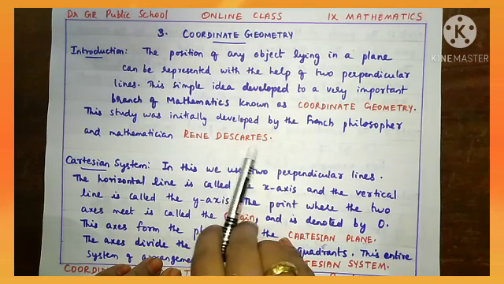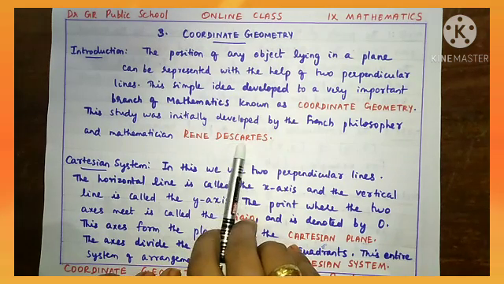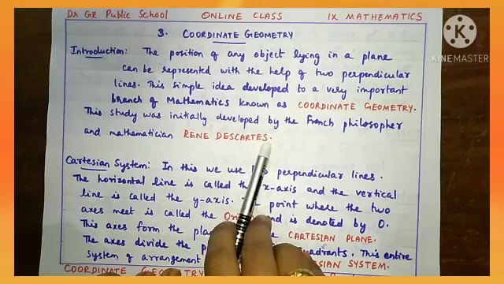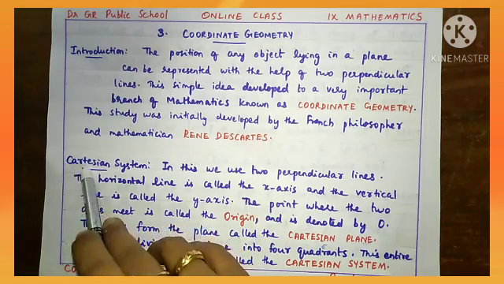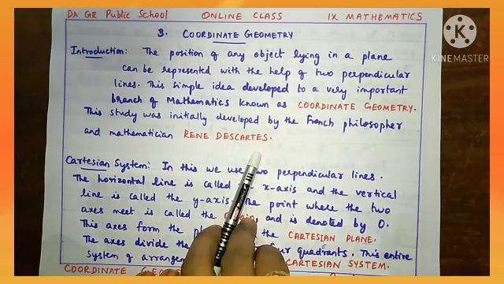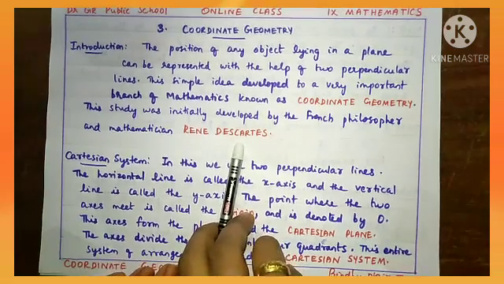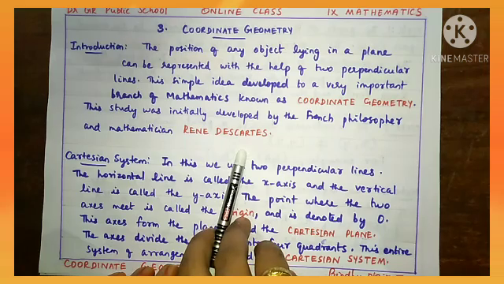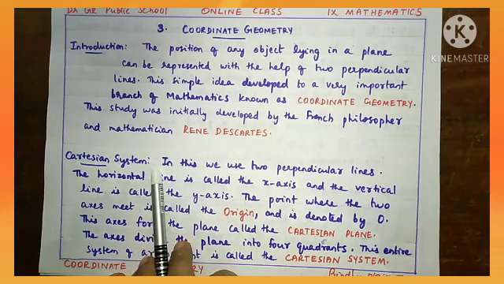Okay, so here you want to read the name. The S is silent here. The name is René Descartes, and from his name only, see, C-A-R-T-E-S, this is the starting of our word Cartesian. So this name came from the surname of the mathematician. Okay, so these things you must know about the founder of coordinate geometry. Now come to the Cartesian system.